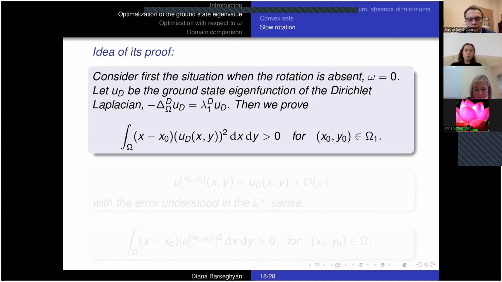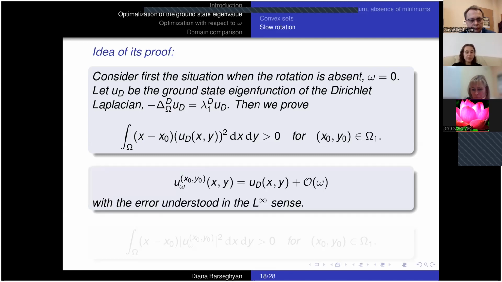Then we are going to prove that the integral, in this case, if x0, y0 belongs to the smaller part, omega 1, then this integral is positive. Next, please. Then we are going to use the perturbation theory, standard perturbation theory.